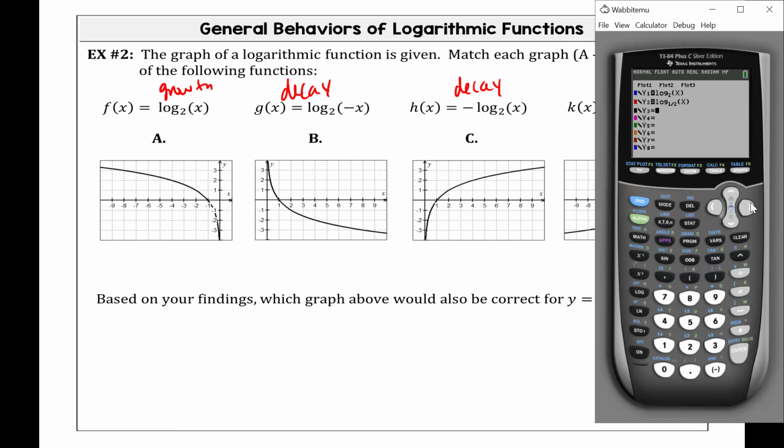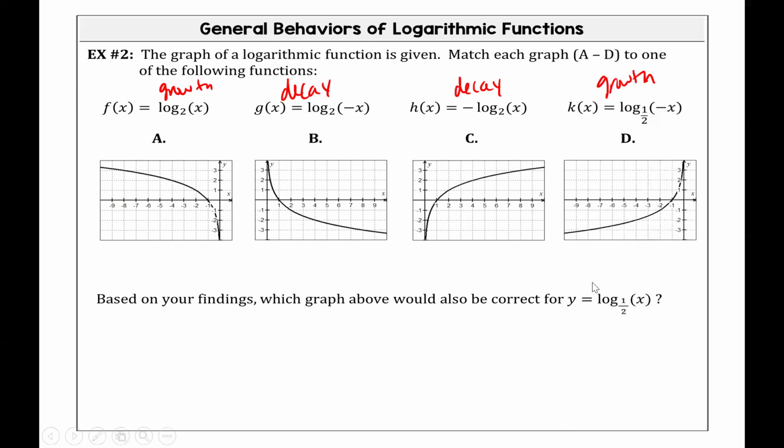Go back. So when we make this negative x, you'll see that it's now going to reflect over the y-axis. Let me see. So when it reflects over the y-axis, it does this. Yeah. It's D. Oh, no, it's D. It's D. Okay, so that's the difference.